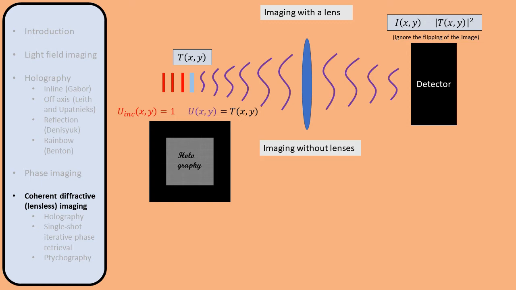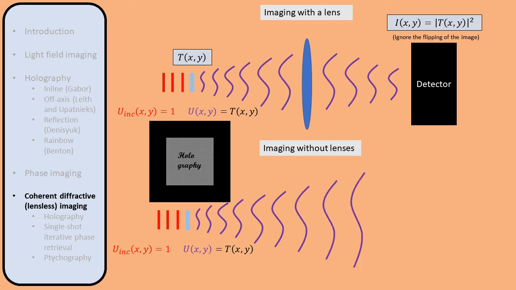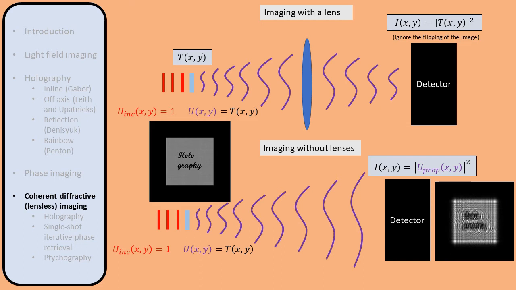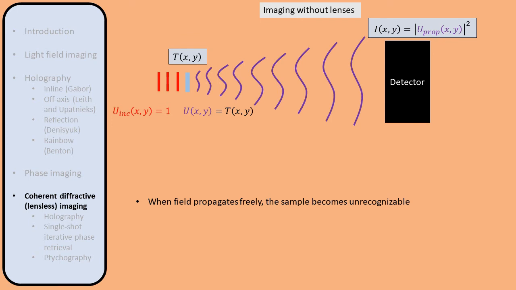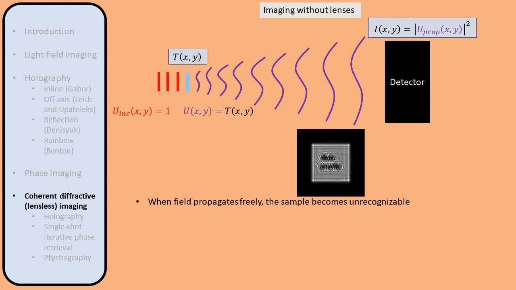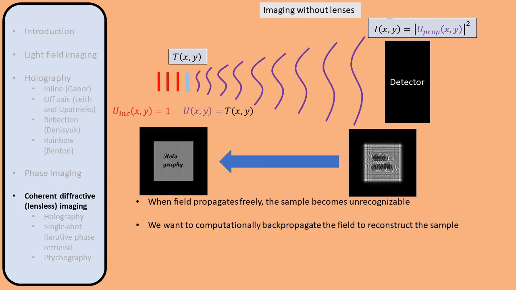In the case of lensless imaging, we do the following. We again illuminate the sample with a plane wave and let the transmitted field propagate, but instead of focusing the light with the lens, we just let the field propagate freely to the detector. What we measure is an image where the features of the samples have become unrecognizable due to propagation. In lensless imaging, or coherent diffractive imaging, we measure a field that has propagated freely and then computationally backpropagate the field to reconstruct the field at the sample plane.